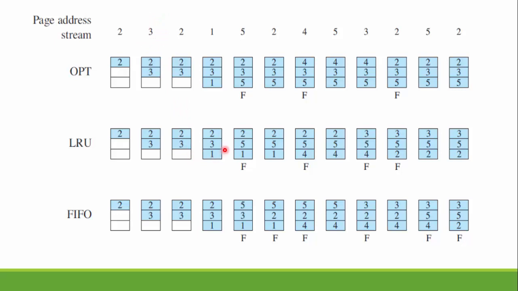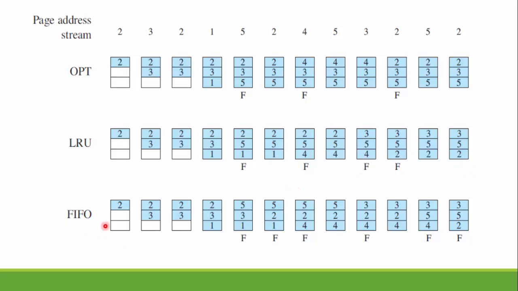Okay, so we replace 3 and 5 is here now. Now 2 is there, 4. We need to replace something. So we look into the past: 2, 5, 1. So the furthest is 1. So we replace 1 with 4. And we go on like this.